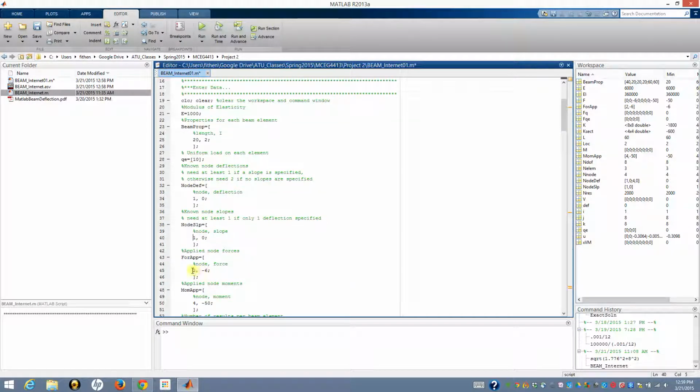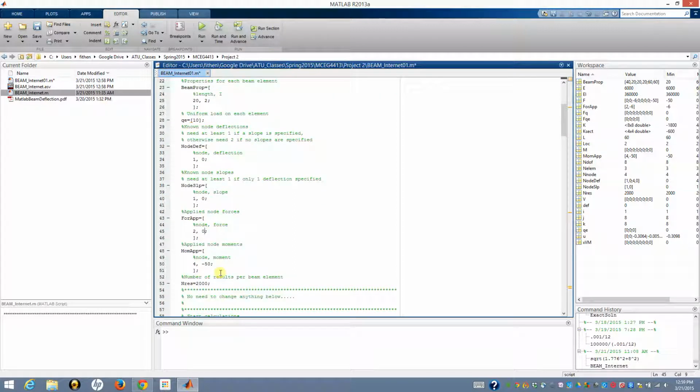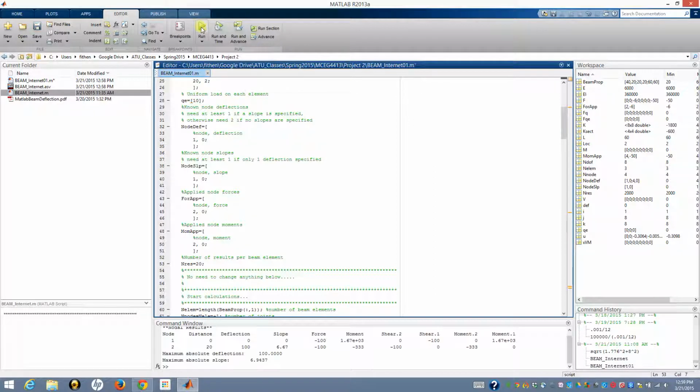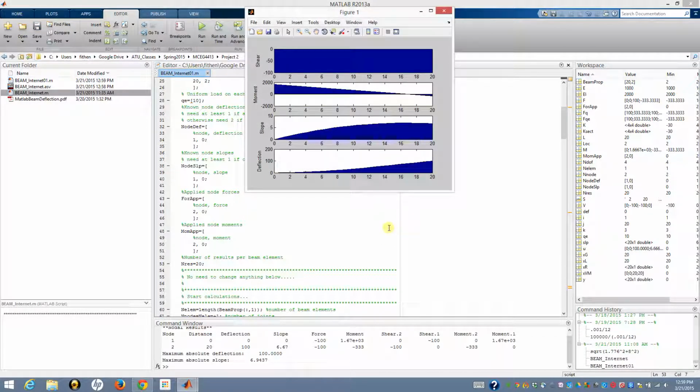Force applied. Now in ours, I guess I could put node 2 and 0. We'll just do that, and node 2 and 0 as well. You might be able to do something different. The resolution I was playing with earlier, so let's just make it 20. You run it, and you get a solution like that.